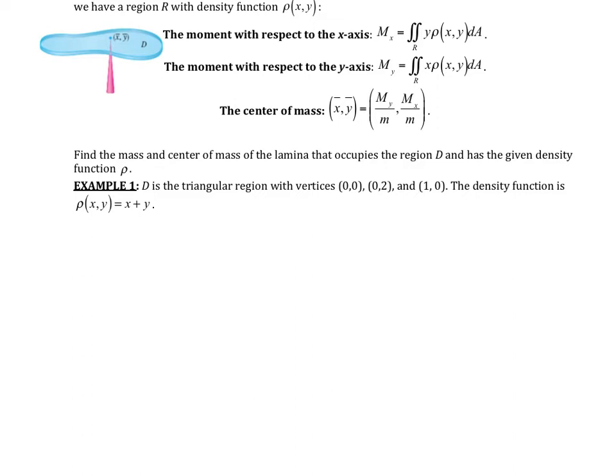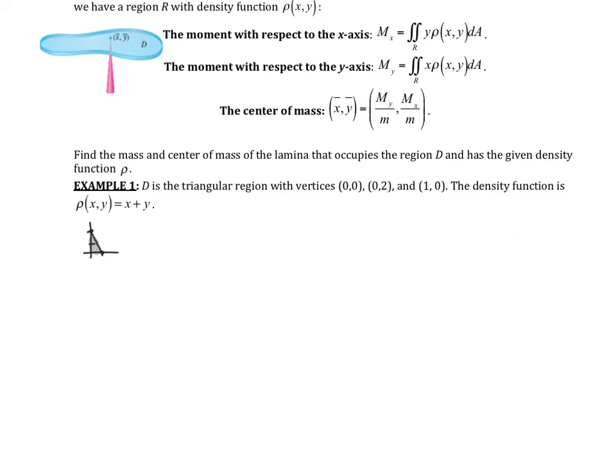So this question says, find the mass and the center of mass of the lamina that occupies the region D and has the given density function. D is the triangular region with the vertices (0, 0), (0, 2), and (1, 0). So I'm going to start by sketching this region. We have (0, 0), (0, 2), and (1, 0), so we have a region that looks like this.